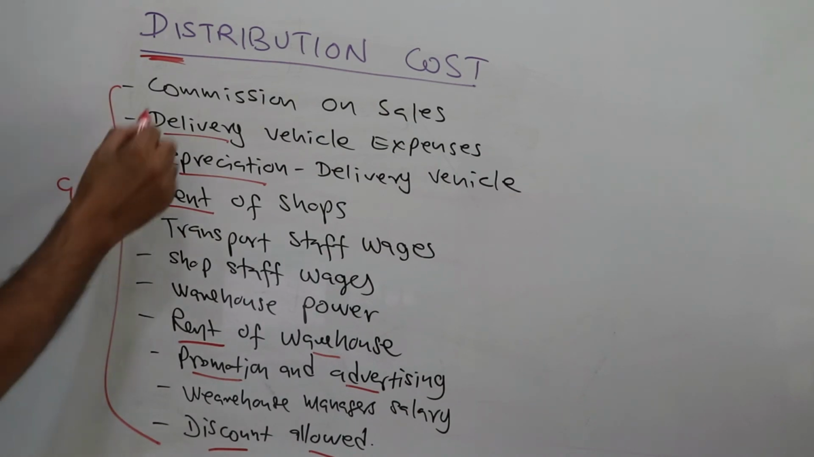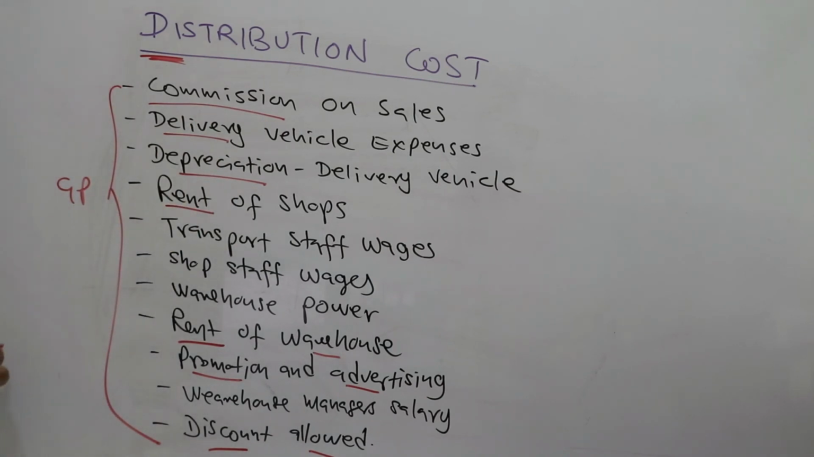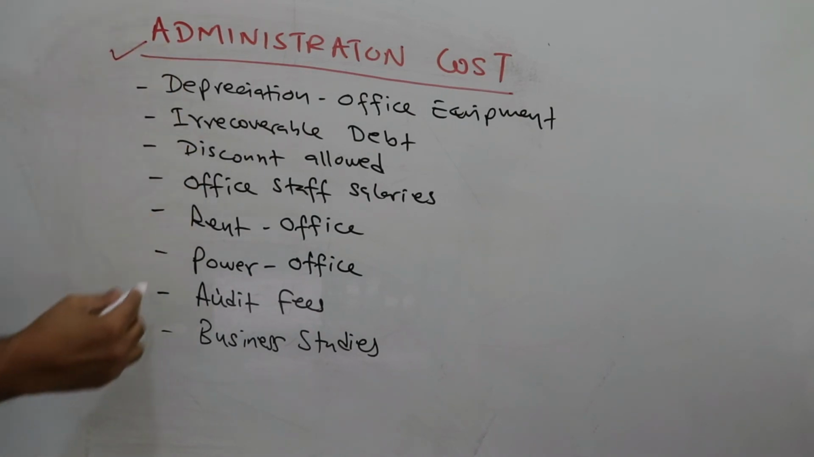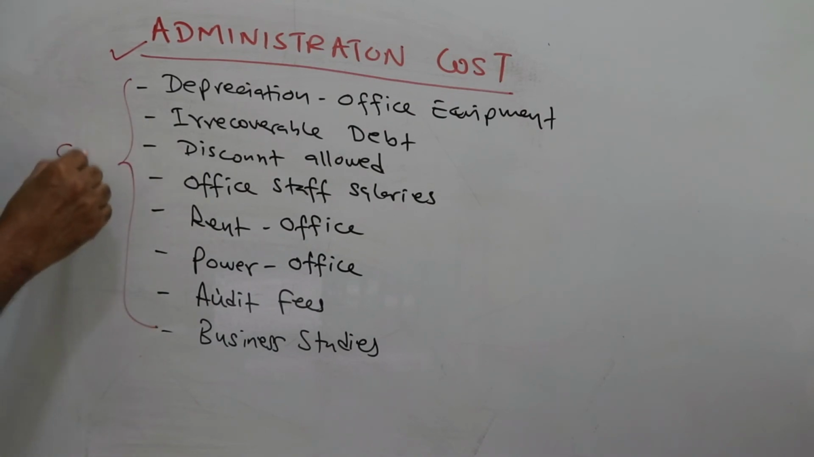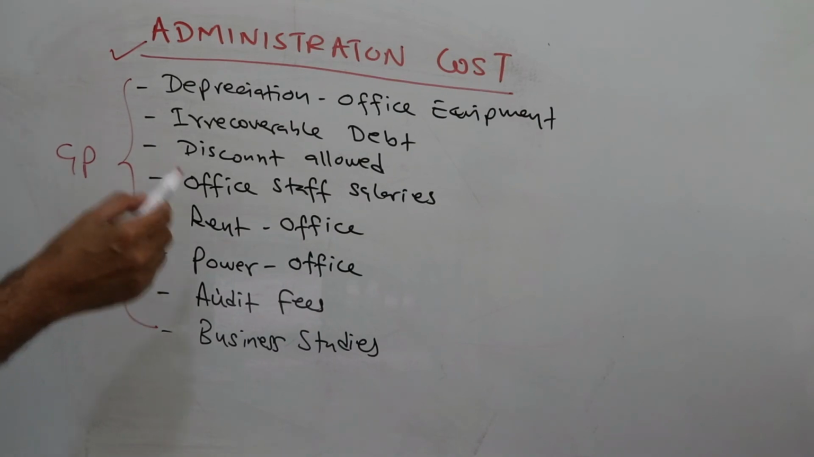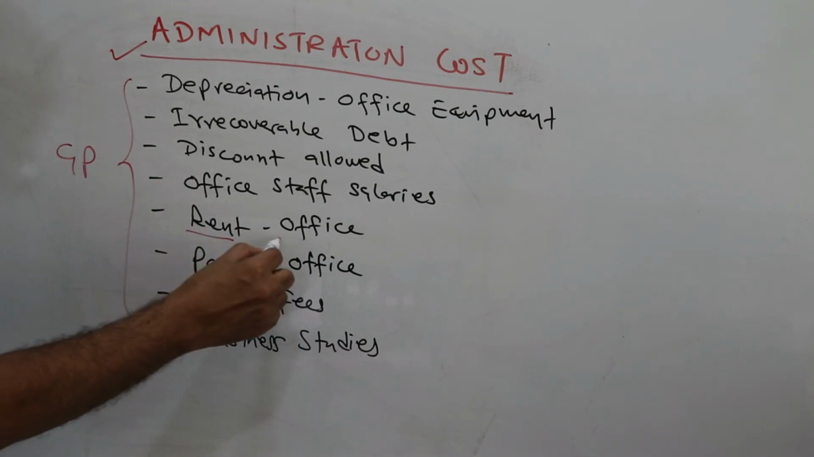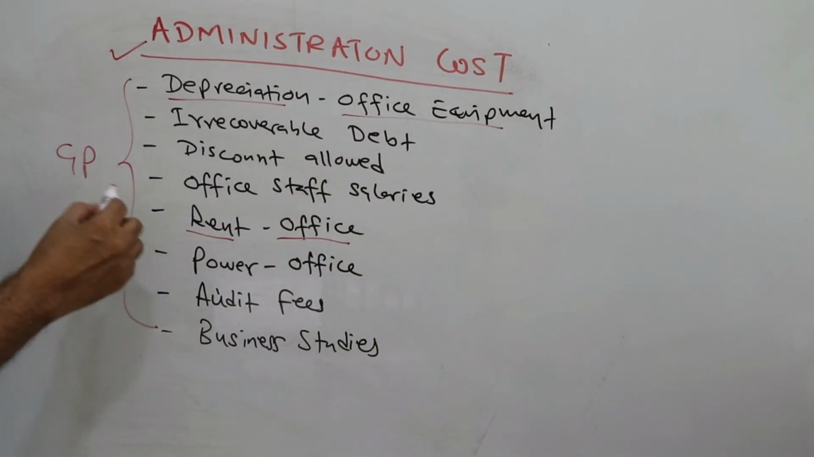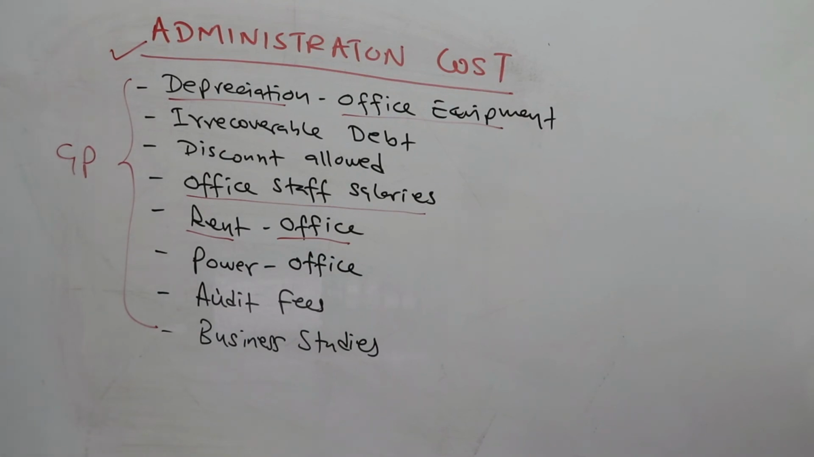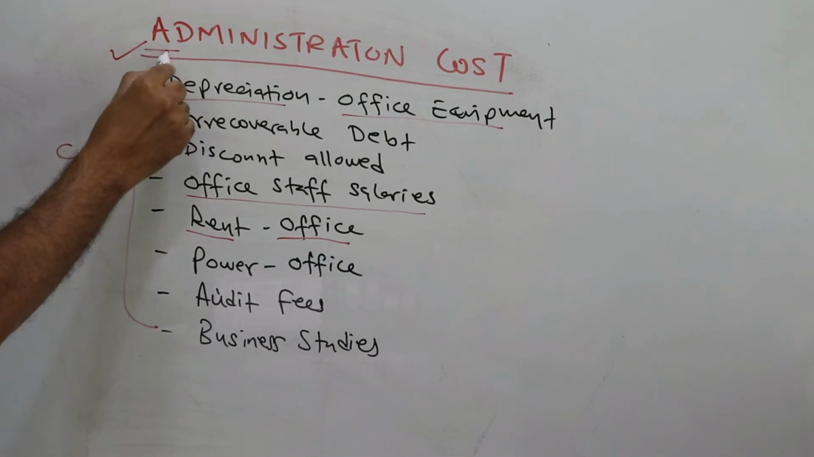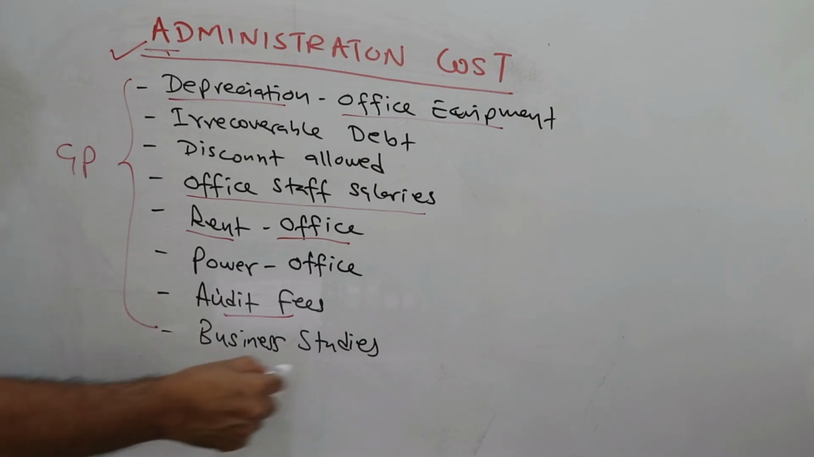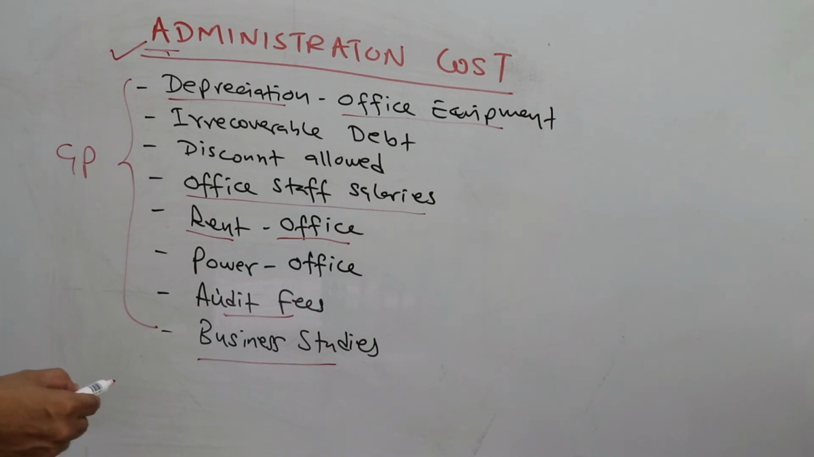Then commission on sales, delivery vehicle expenses, those kinds of things like depreciation of delivery vehicles, those costs will be categorized under distribution cost. Then other costs will be the administration expenses. Okay, so these are also deducted from the gross profit. These costs include basically rent and rates of office building and general expenses and depreciation of office equipment, and if you have a head office, the head office staff salaries. So these kinds of expenses will be included in the administration expenses, and also some administration expenses like audit fees, professional expenses, business studies. These will also be included under the administration expenses.